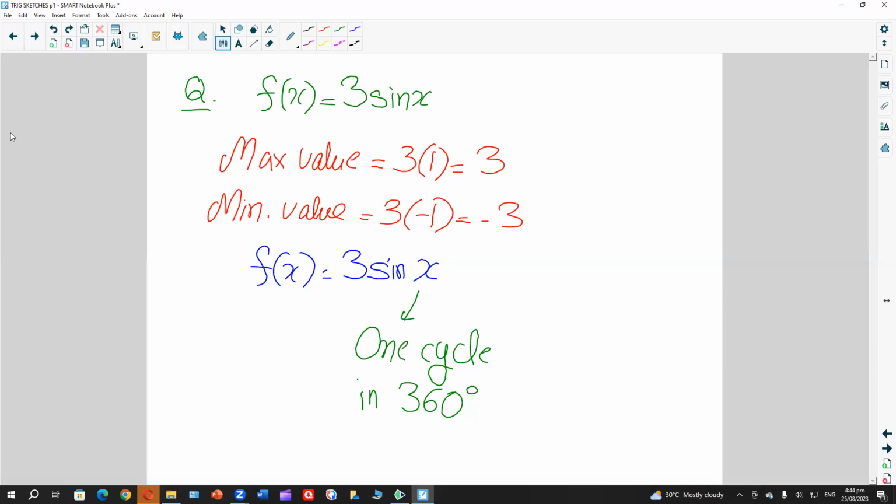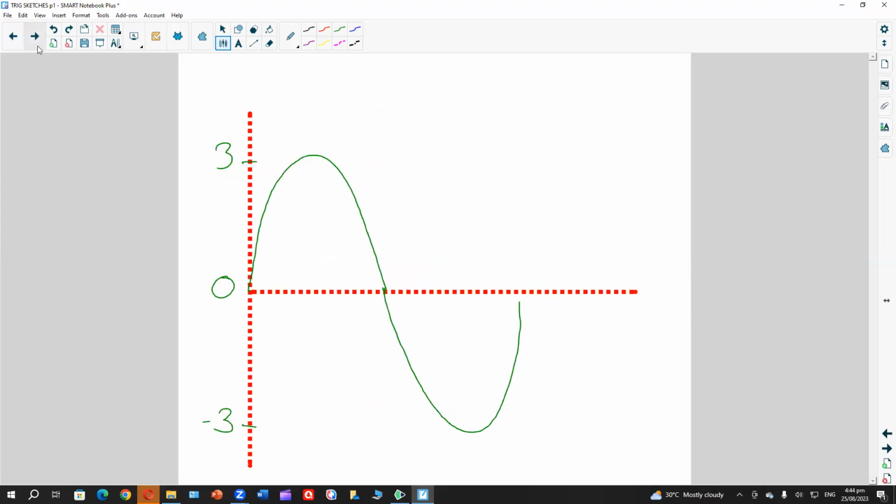No need to copy this question. f(x) is equal to 3 sin x. Maximum value is 3 into 1. Minimum value is 3 into -1, which is -3. Now it's a sine function. You remember the sine curve. So you will draw, look at the graph, it's going up till 3 and coming down till -3.